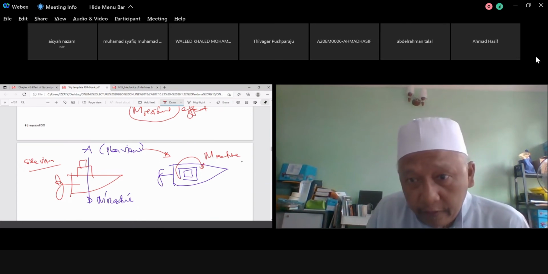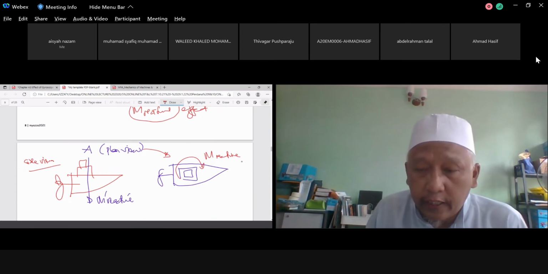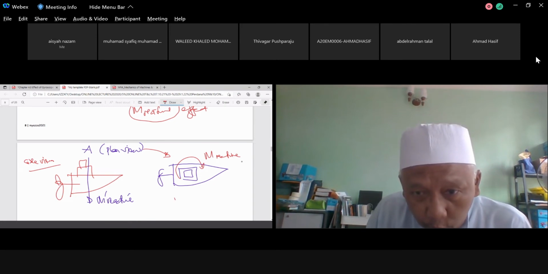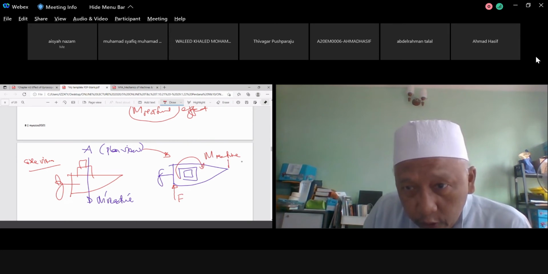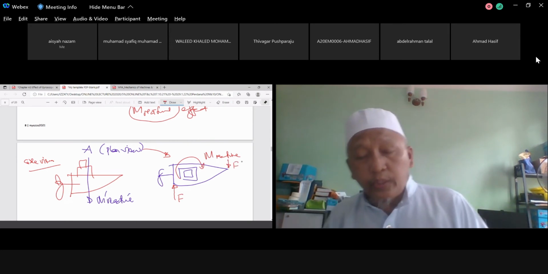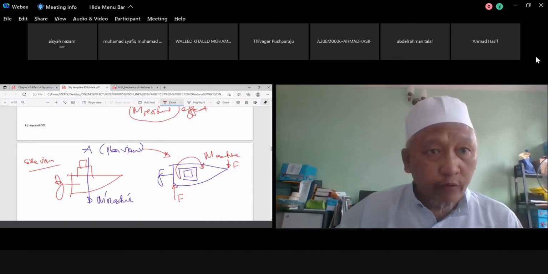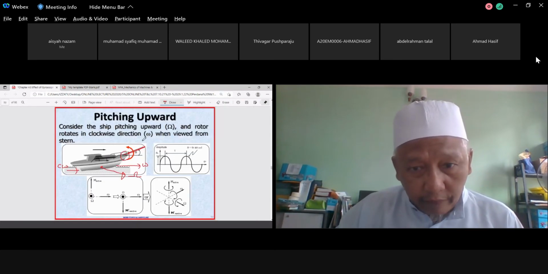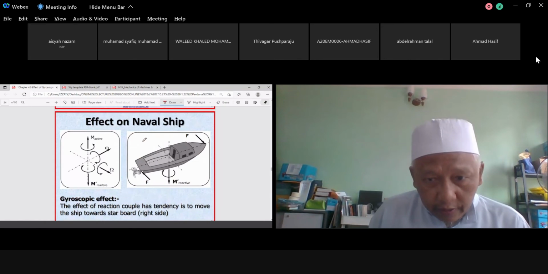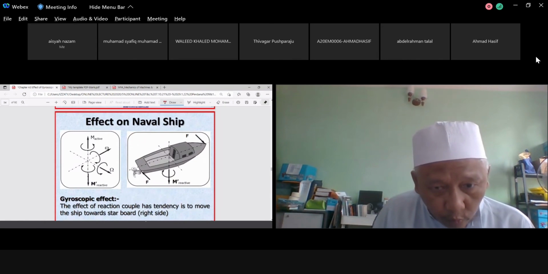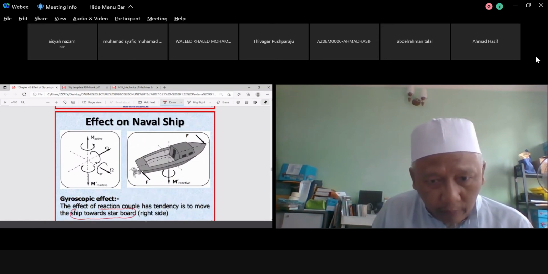Now, what happened to the structure? What happened to the shape now? You push that way to comply, so the force will be pushed this way. While pitching up, the shape will be pushed toward the right, isn't it? So if you go back to the answer here, the tendency is to move the ship towards starboard. Don't forget about starboard, put it on the right side.